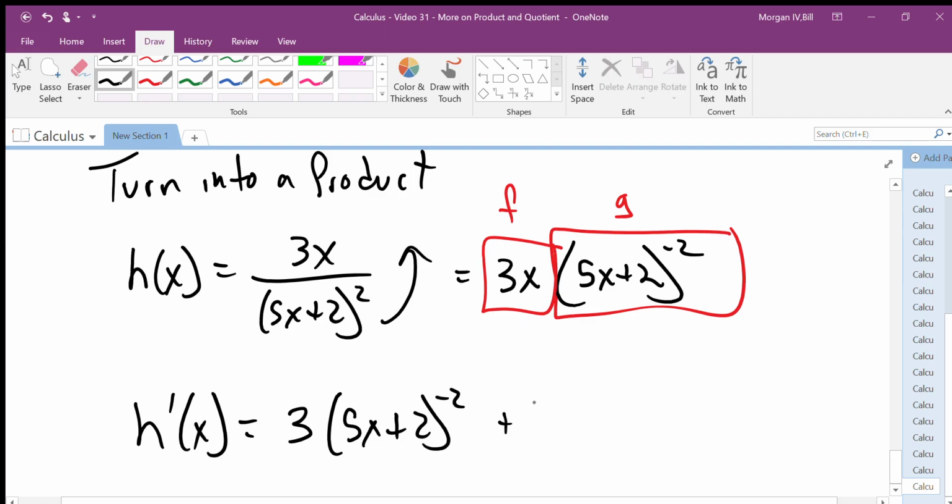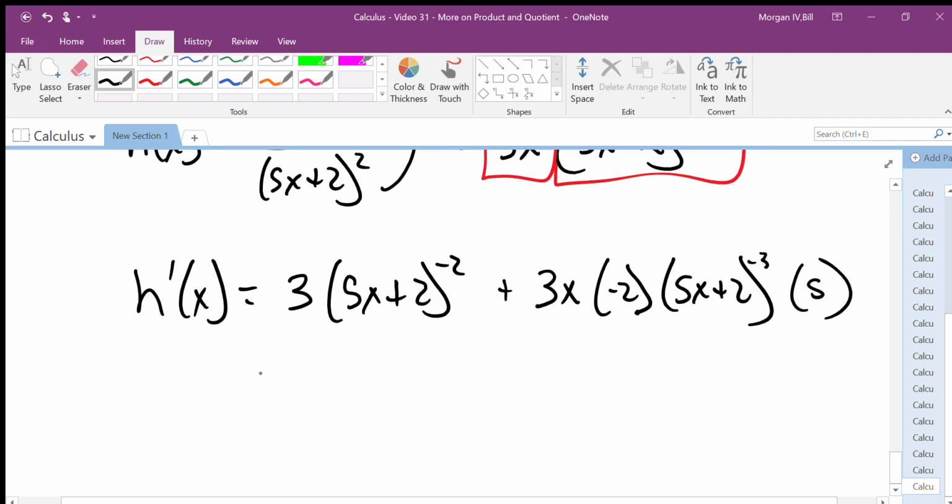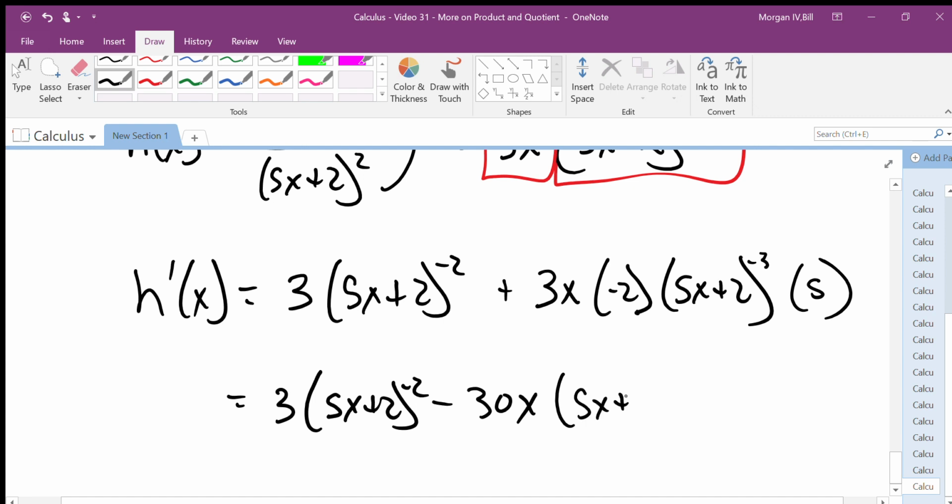Plus, we will leave the first, 3x. Now we'll take the derivative here. We're bringing down negative 2, and be careful here, it's 5x plus 2 to the power of negative 3, right? Negative 2 minus 1 is negative 3. Then times the derivative of the inside function; the derivative of 5x plus 2 is in fact 5. So here we have 3 times 5x plus 2 to the negative 2, minus 30x, that looks familiar, 5x plus 2 to the negative third, which is a fine answer.